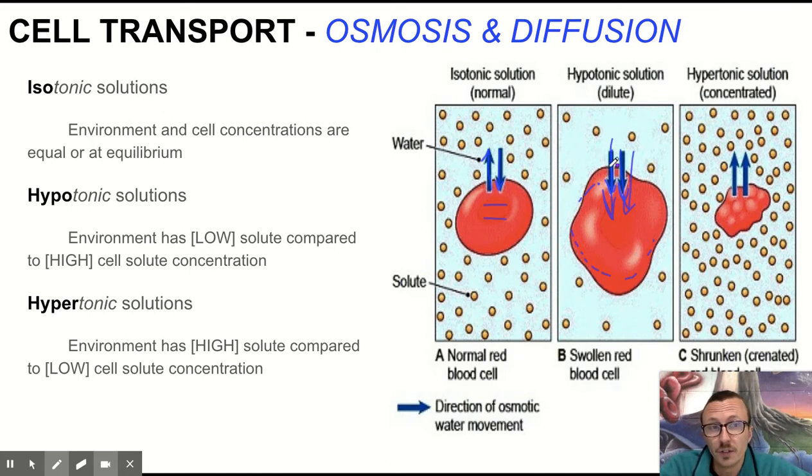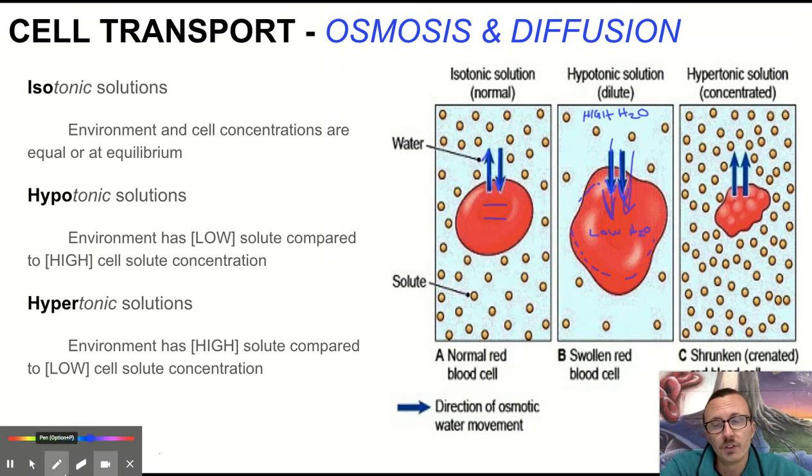Well, if water is flowing into the cell, it means that the environment had a lot of water, right? So we had a high concentration of H2O, right? There was more water in the environment, and the cell started off with less water. And so the water wants to rush inside of the cell, and that's why it's swelling up. Now, we would call this environment hypotonic.